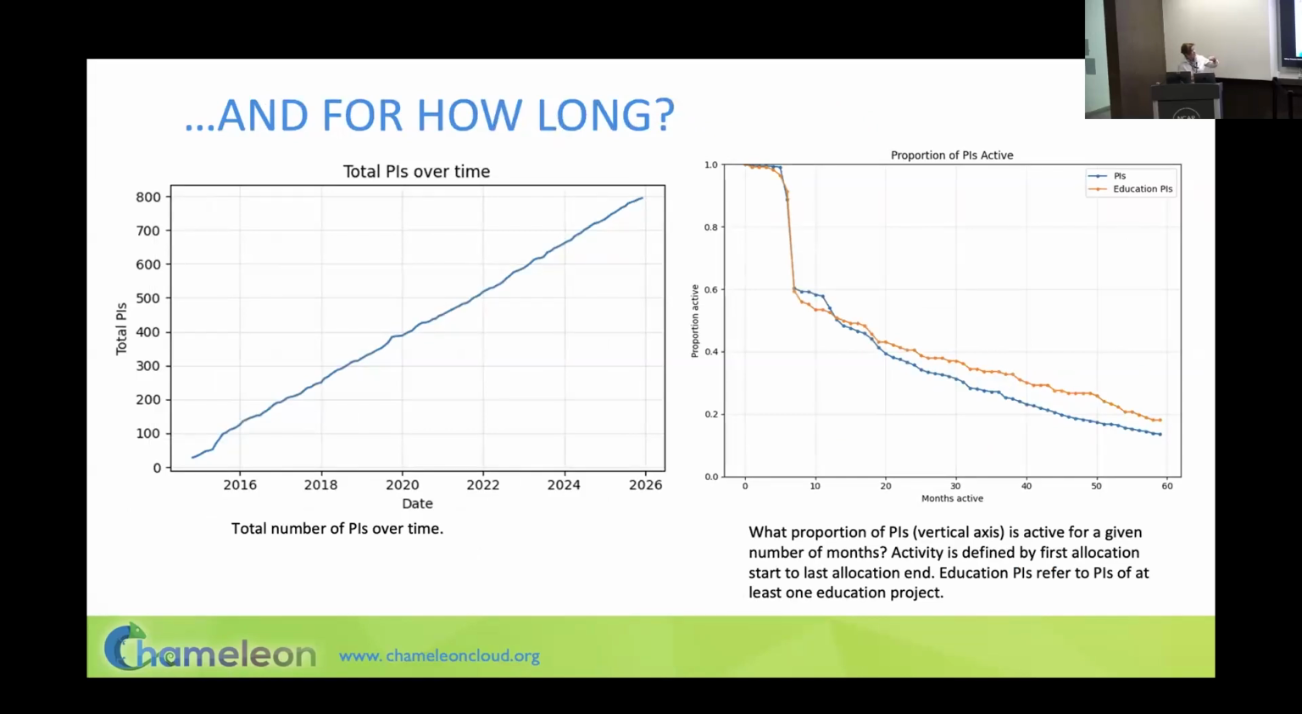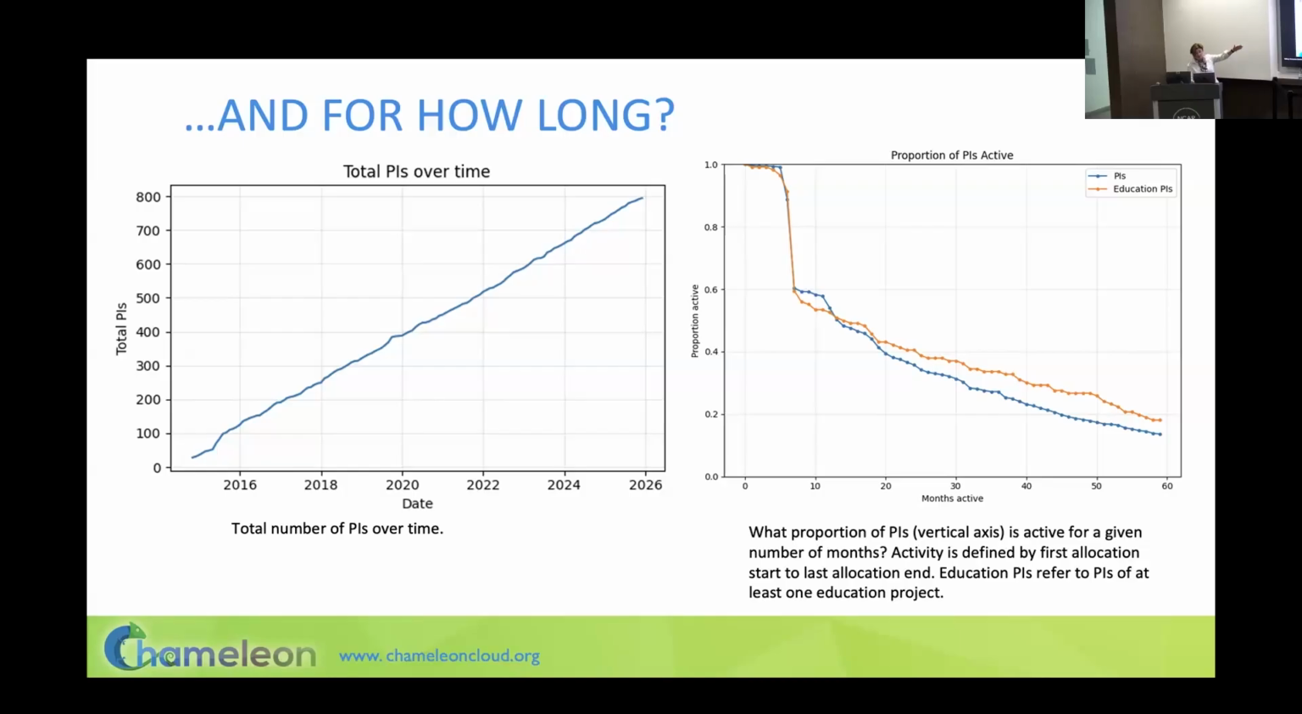Another interesting question is how many PIs there are in the system and how many stay with the system. So we mapped the second graph, which shows you what proportion of PIs are active for a given number of months. The interesting thing you see here is that both for the overall number of PIs and the PIs in education, a substantial percentage, roughly 20% for educational PIs, are active on the system for 5 years. So they keep coming back to the system every year for a very long time.